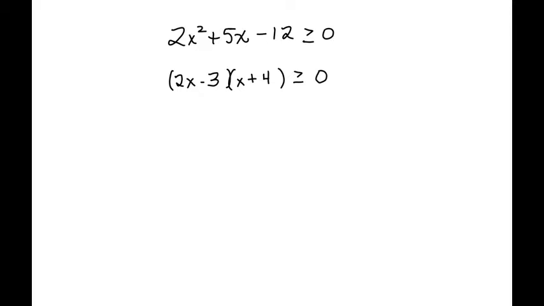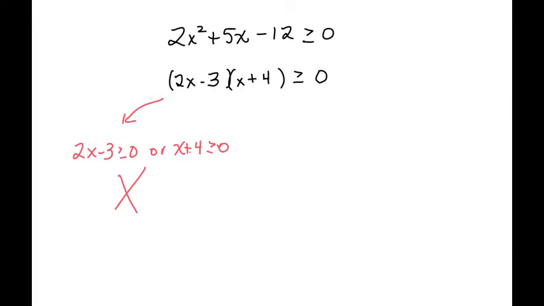Now, a mistake that's often made is that students will do this. This is a no-no. And solve it like this separately: either the 2x minus 3 is greater than 0, or the x plus 4 is greater than 0. That is wrong. And the reason is because we are multiplying 2x minus 3 by x plus 4, and that answer must be greater than or equal to 0.